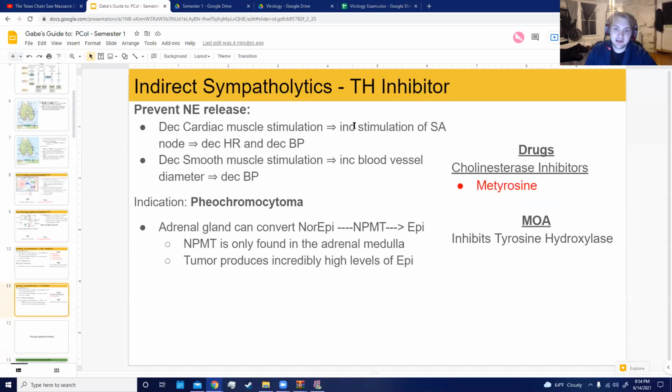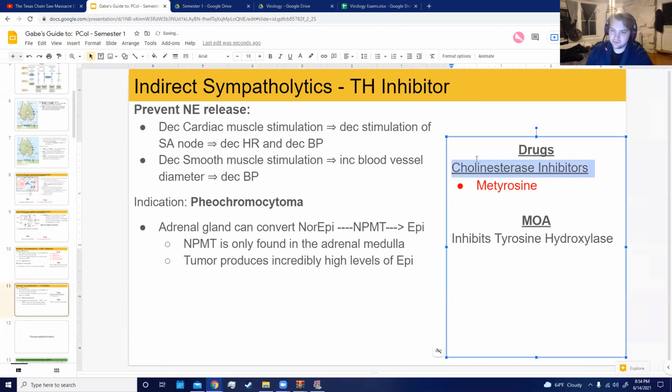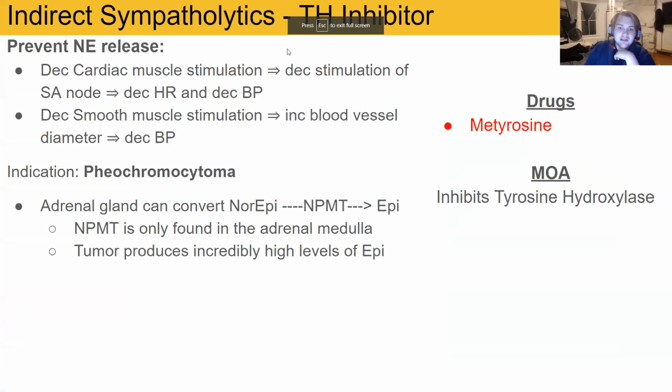we're going to be decreasing that stimulation of the SA node, decreasing that heart rate and blood pressure. We're also going to be increasing the blood vessel diameter, decreasing the blood pressure. But what's important to know is that its indication is a little bit different. It's going to be for that pheochromocytoma.